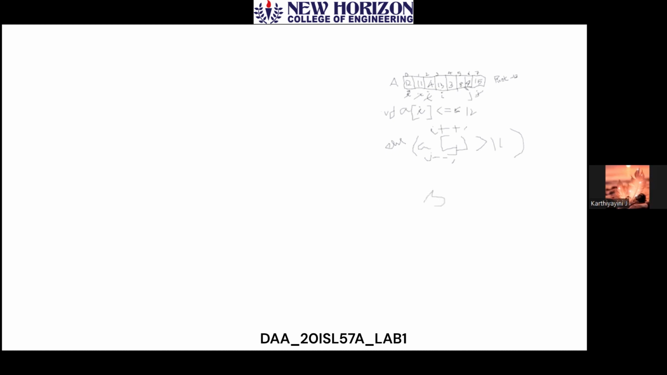I have to swap A of I with A of J. I will explain the code; for now I'll write it as such: I have to swap A of I with A of J. So now this 13, I'll write here.